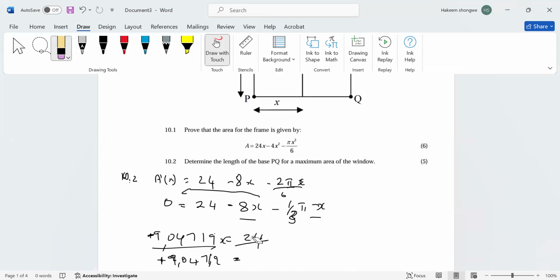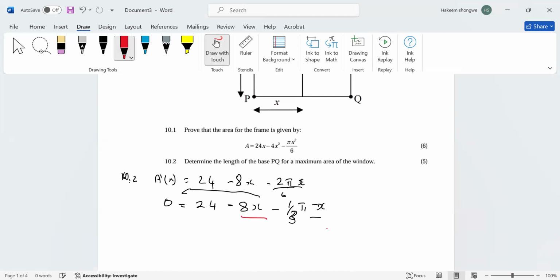Okay, let's do this maybe to avoid confusion, because I can see I've made multiple mistakes. So we add this one and this one. This one is still 24. This one and this one give us minus 9.04.